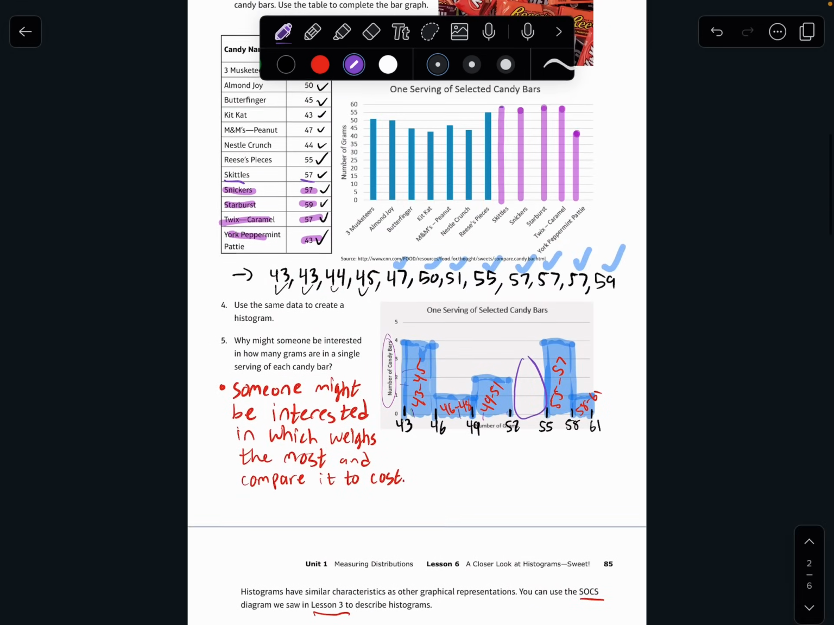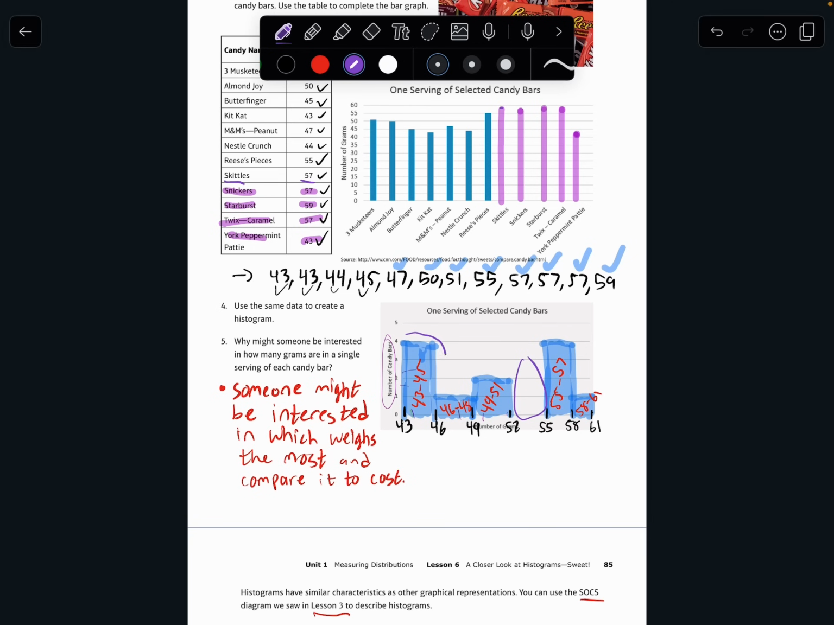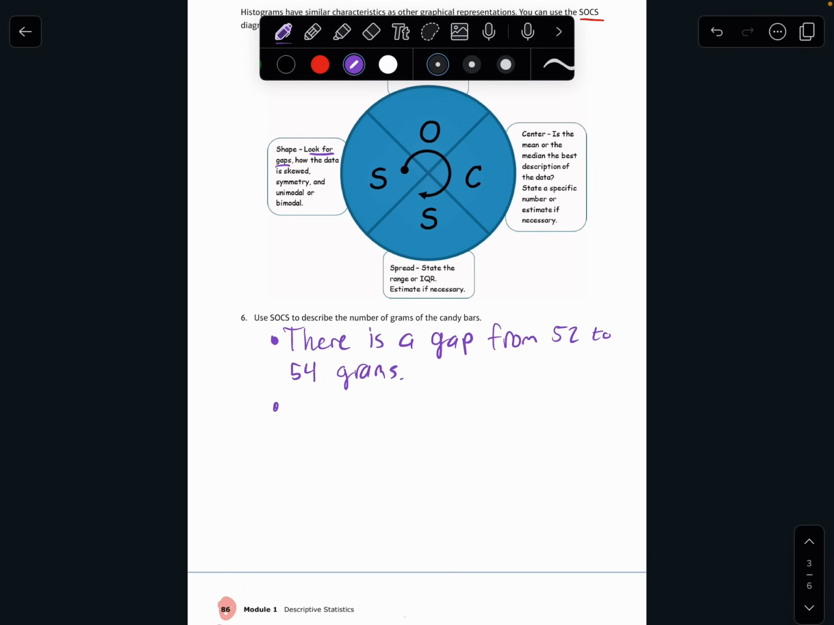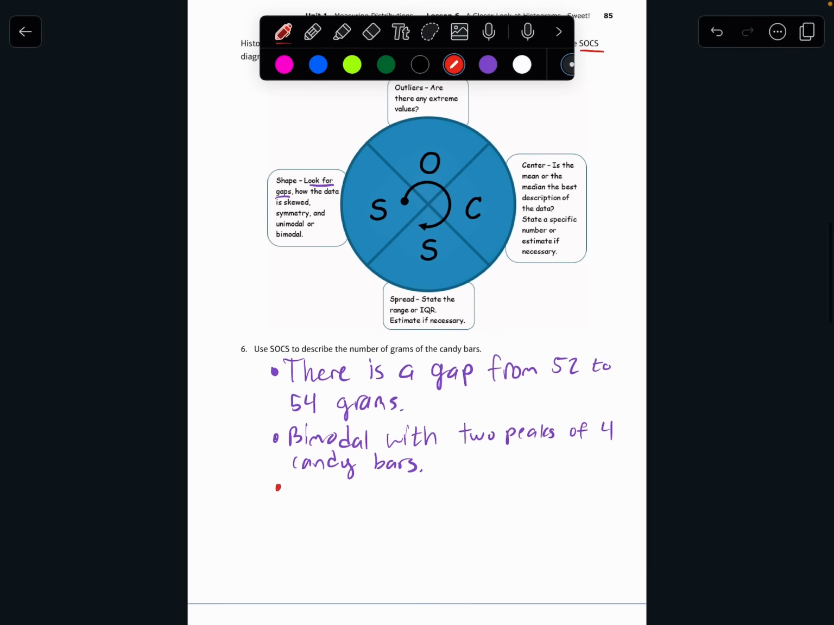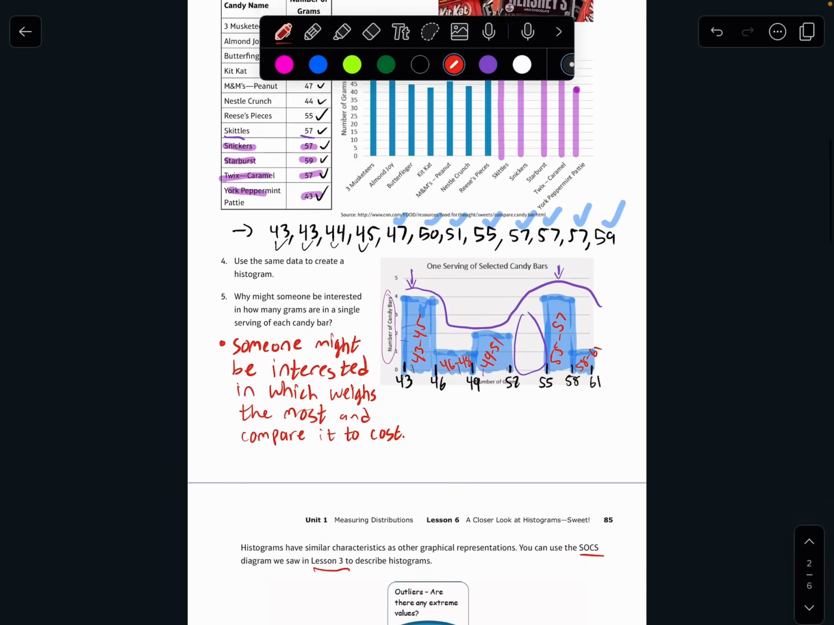Let's see, the shape of it. Well, to me, what it looks like is, if I were to draw this, I have 2 hills, so 1 and then 2 right here. So we're going to call that bimodal. So I'm going to say bimodal with 2 peaks of 4 candy bars. And then let's use a different color. All right. So I think we're good with shapes, so I'm just going to check mark it.